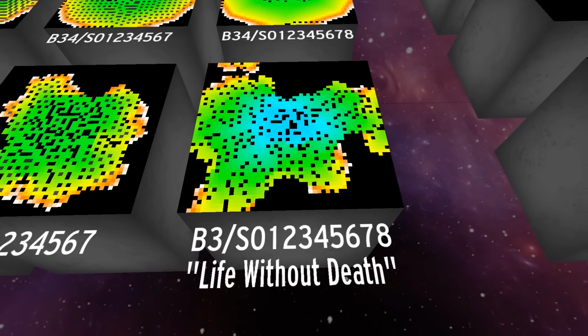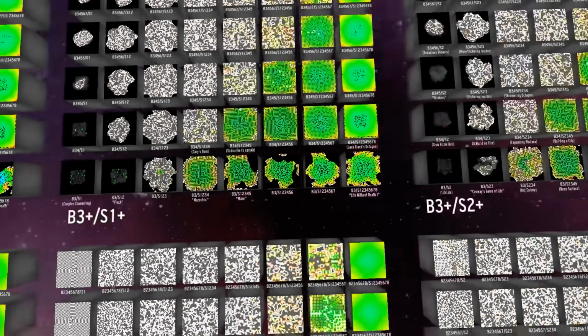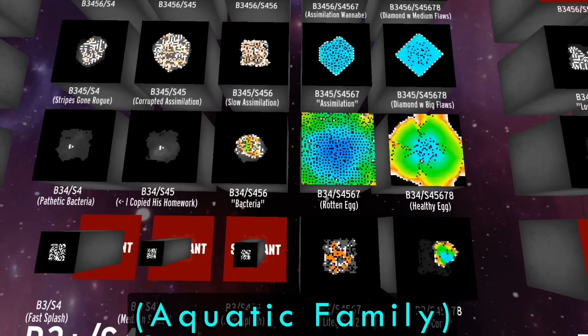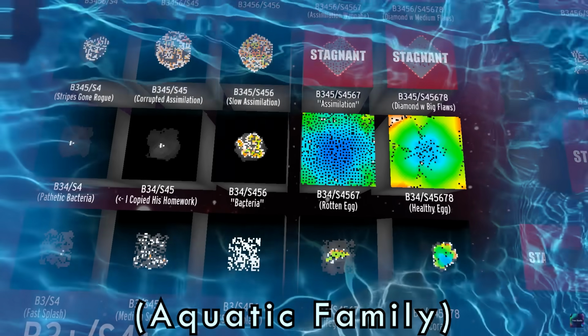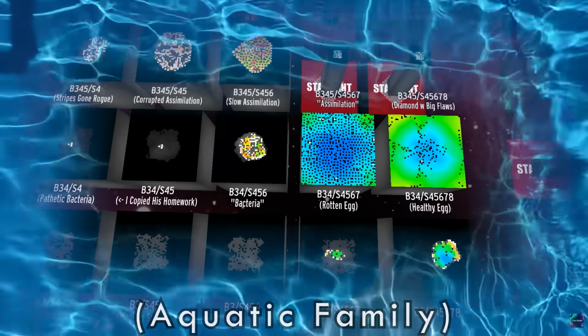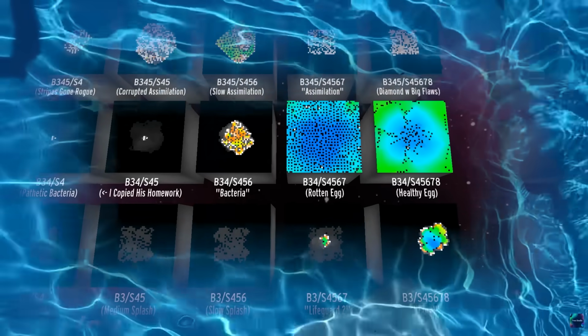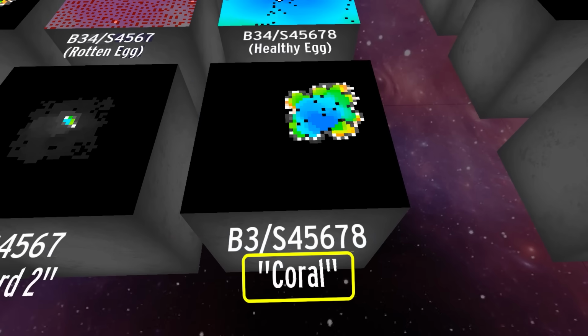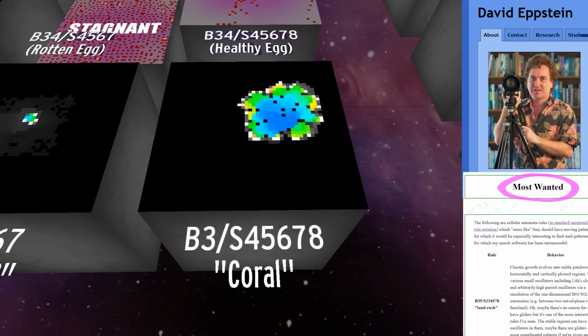No risk of death also means no thrill, no exhilarating new changes. Then let's take a trip to the Aquatic family of universes, where cells are dying all the time. Their shimmering borders will make you feel like you're underwater. So of these aquatic universes, let's first zoom into Coral, B3S45678, listed on David Epstein's most wanted list.